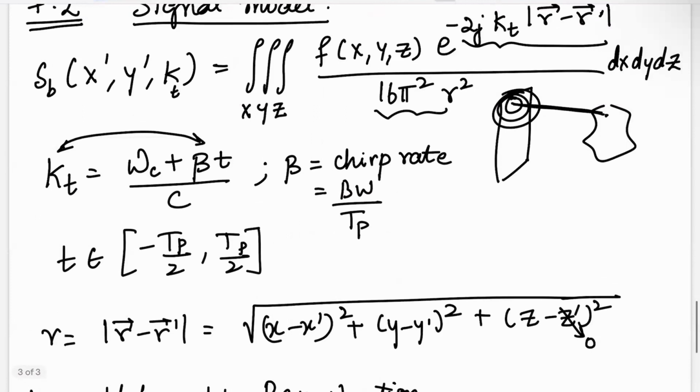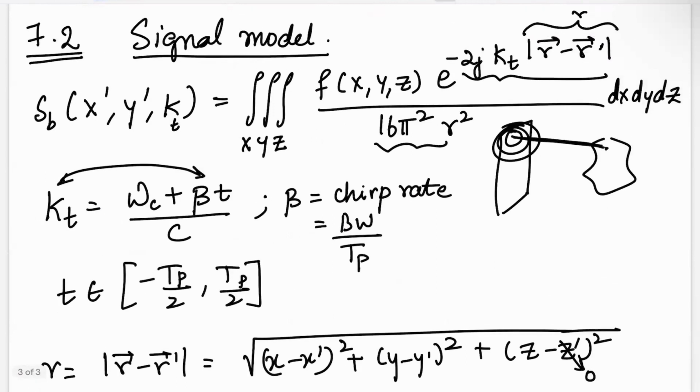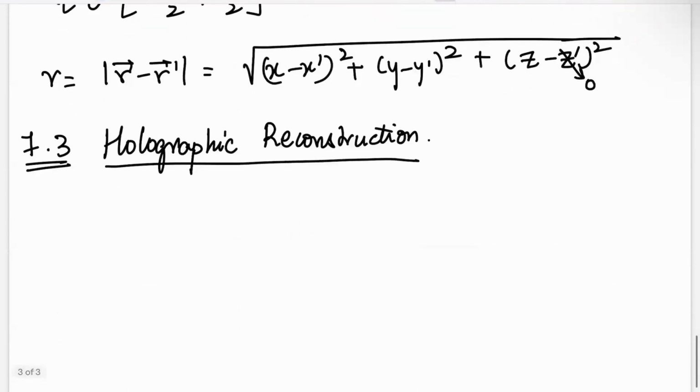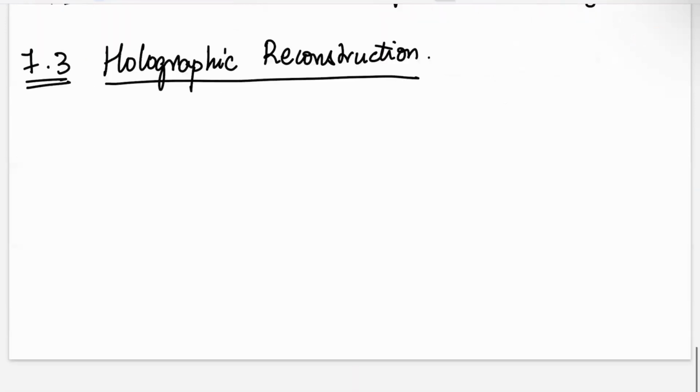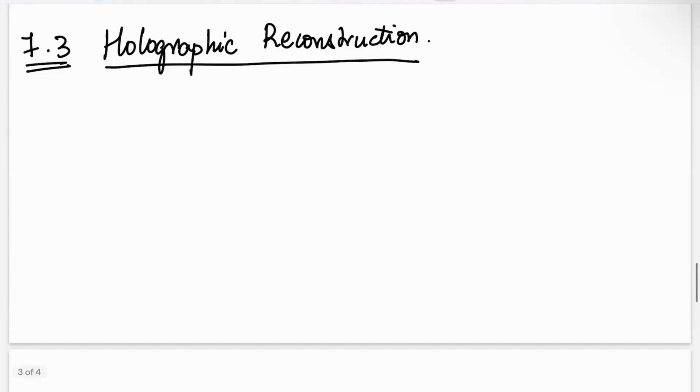So the whole point of imaging is to invert this expression to get f from the measured SB, right? So we have SB in terms of f, but we want to invert this equation so we can write f in terms of SB, right? So that's what we're trying to derive now. How do you go from one to the other? Okay, so let's start that.